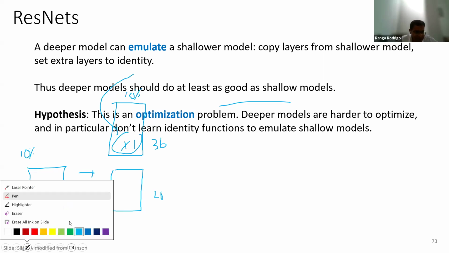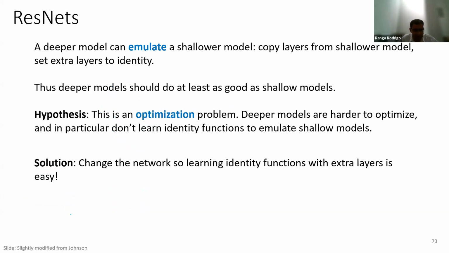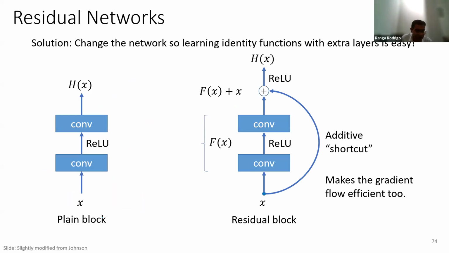So they identified that and they came up with a solution for that. Let's see what the solution is. Solution: change the network so learning the identity function with extra layers is easy. So they took a block. What is that block? There's an input and there's a convolution, there's a ReLU, a nonlinearity, and another convolution and some output function.